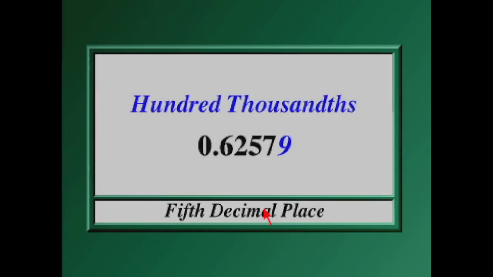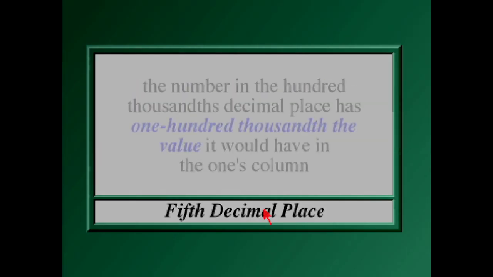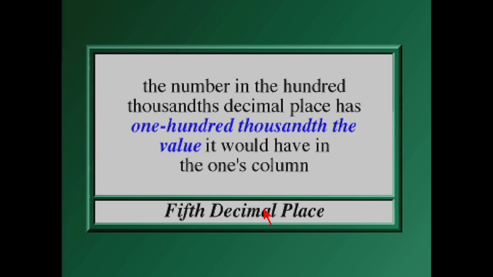The fifth place to the right of the decimal point is called the hundred thousandths decimal place. The first group of 5 places to the right of the decimal point is called the hundred thousandths decimal group. The number in the hundred thousandths group has 1/100,000th the value it would have in the ones column.